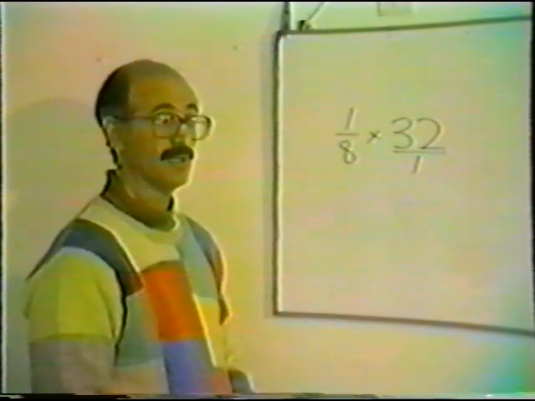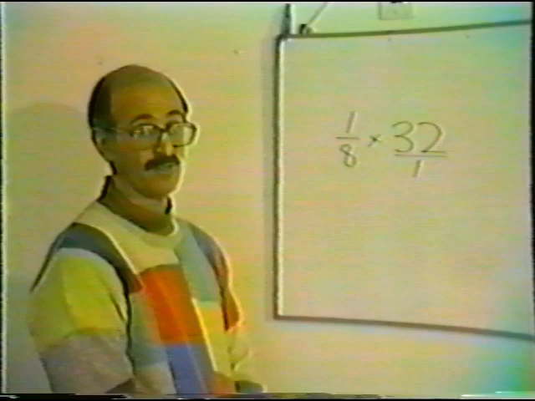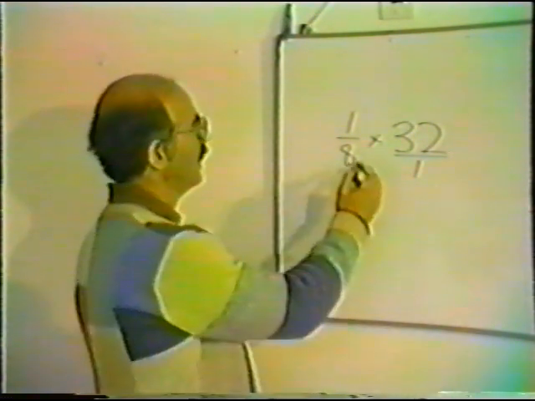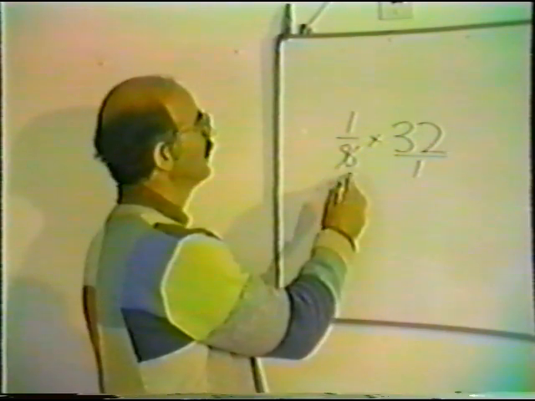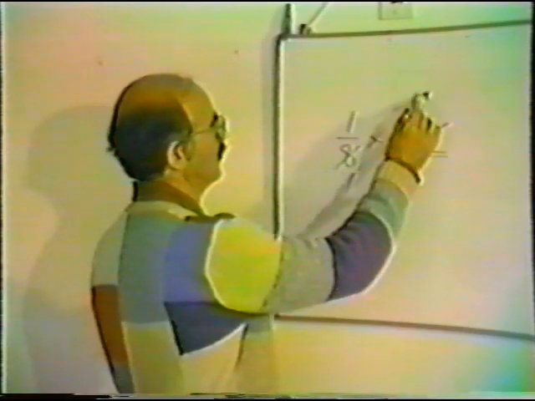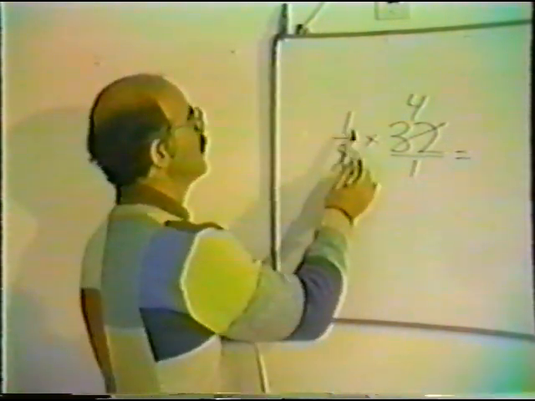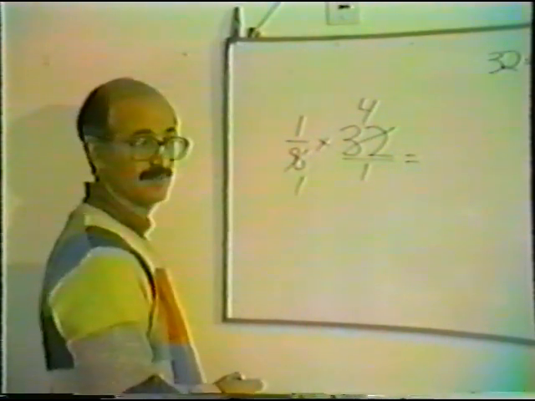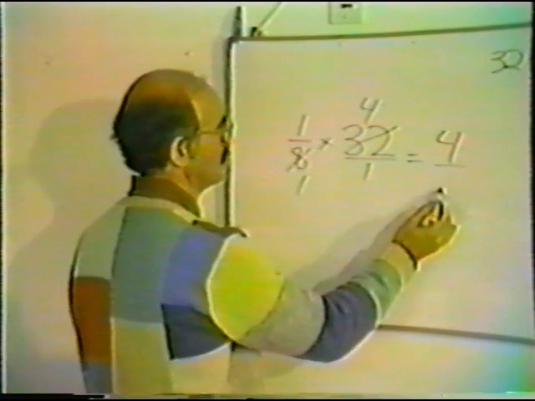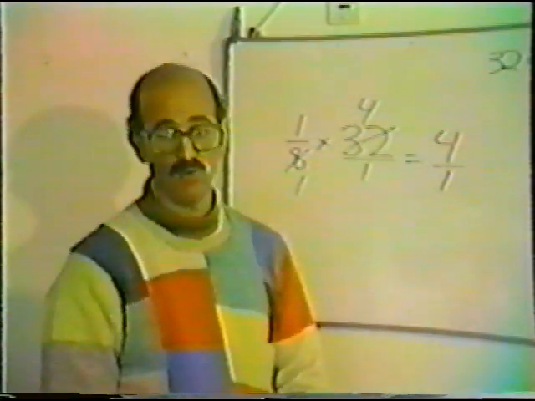Is there anything we can cancel? Yes. The 8 and the 32. And what can we hit them with? 8. 8 into 8 is? 1. And 8 into 32 is? 4. Now we'll multiply across. 1 times 4 is? 4. 1 times 1 is? 1. And our answer is 4 over 1.